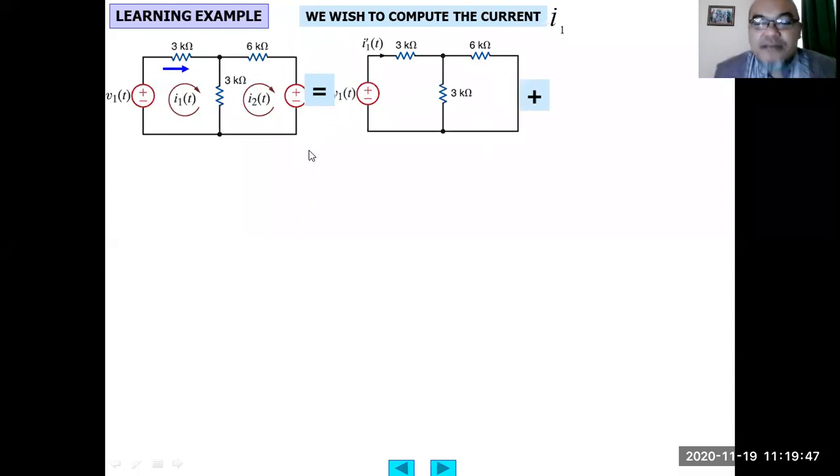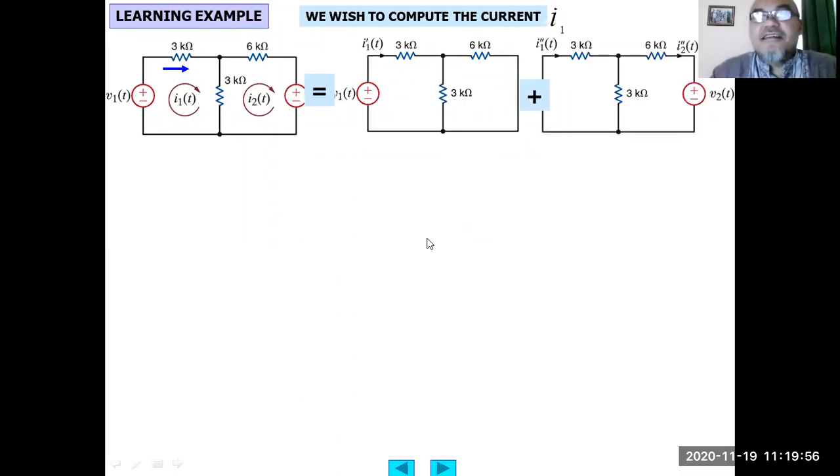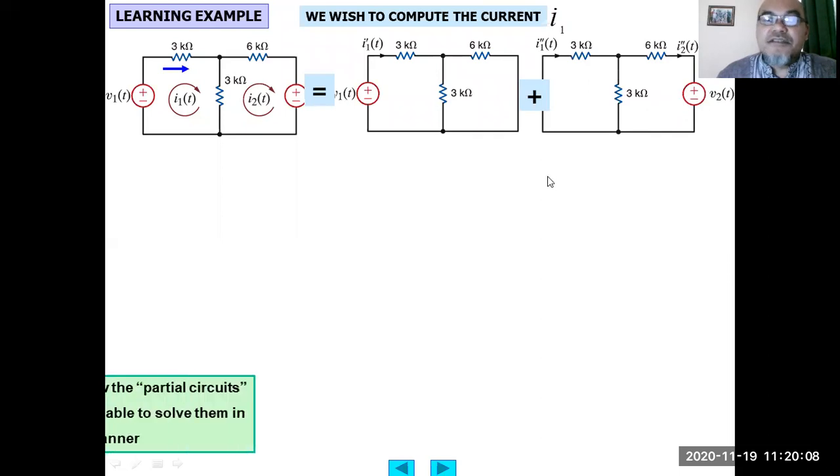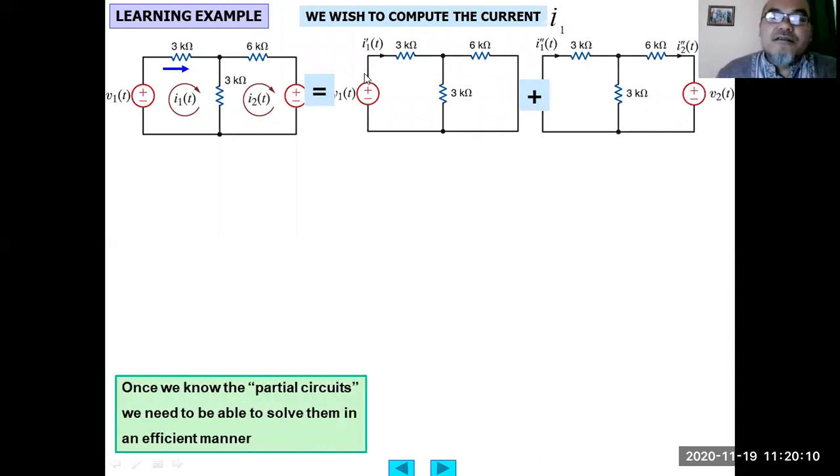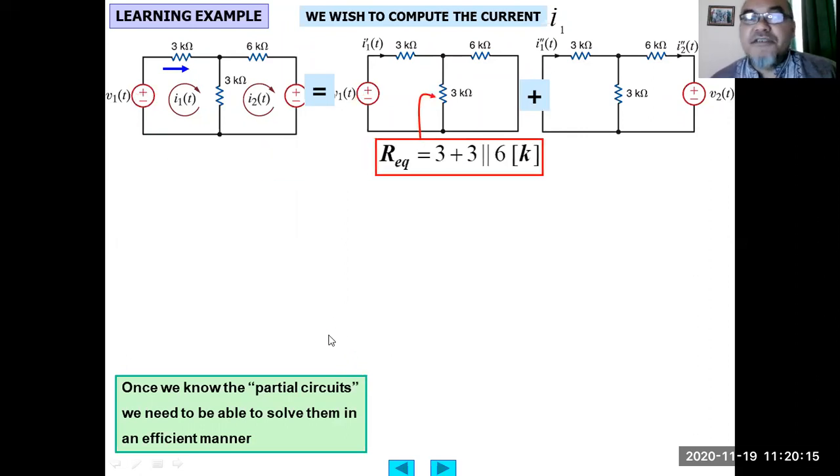Then, after we obtain the value of I1 dash, we calculate I1 double dash, which is calculated by making the first independent voltage source 0 by short circuiting it at this line. So this is the effect due to the second independent voltage source only. Once we know the partial circuits, we need to be able to solve them in an efficient manner.